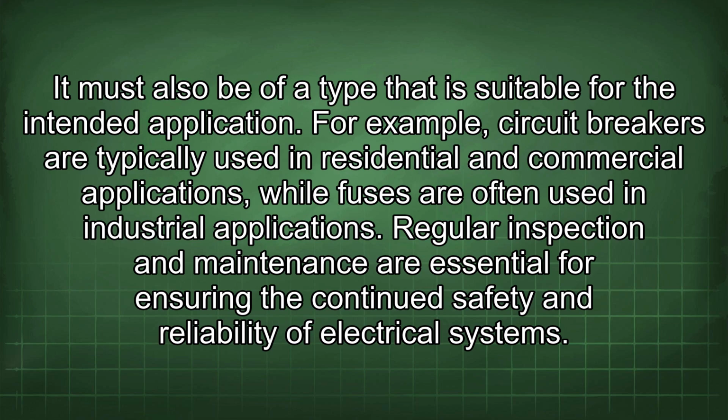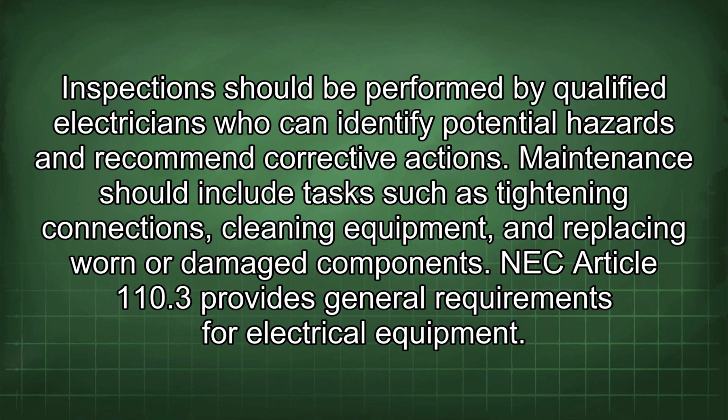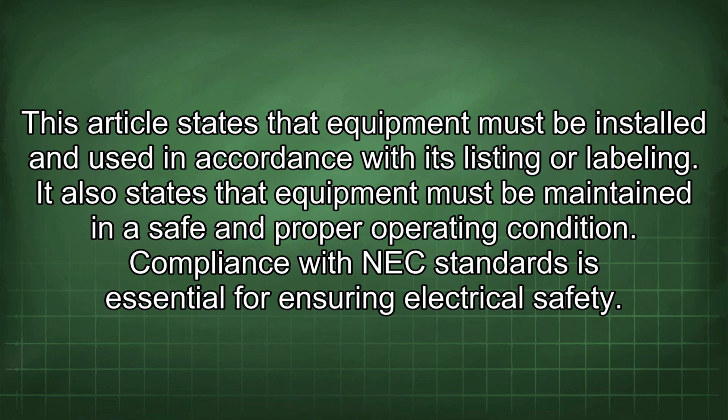Regular inspection and maintenance are essential for ensuring the continued safety and reliability of electrical systems. Inspection should be performed by qualified electricians who can identify potential hazards and recommend corrective actions. Maintenance should include tasks such as tightening connections, cleaning equipment, and replacing worn or damaged components. NEC Article 110.3 provides general requirements for electrical equipment. This article states that equipment must be installed and used in accordance with its listing or labeling. It also states that equipment must be maintained in a safe and proper operating condition.